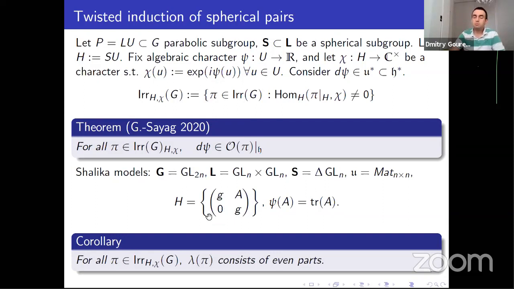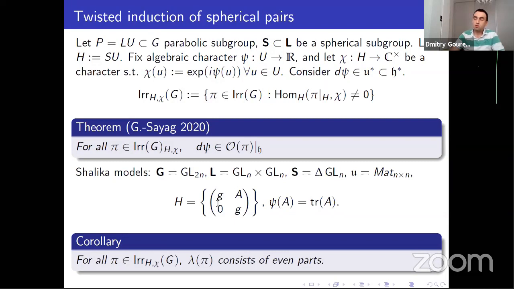And the theorem is most powerful when you take a generic character of U, take psi to be a generic character. If it's possible, S has to fix it. But in this case, S is exactly the stabilizer of this generic character. So the generic character is taking the trace. To fix the trace, we need to put g here and the same g here.